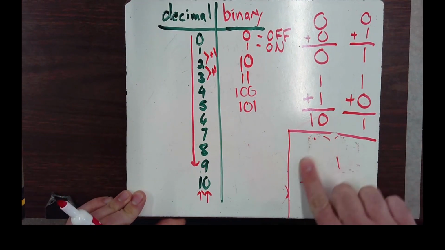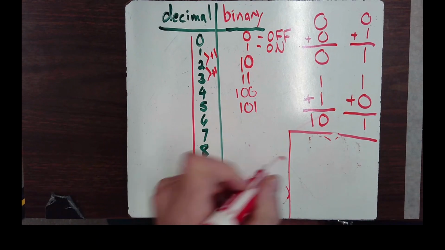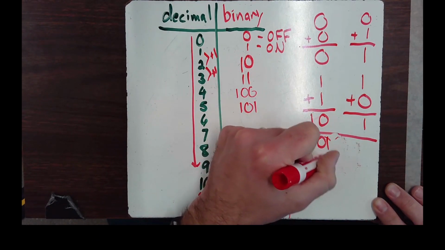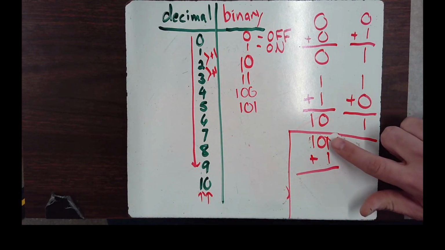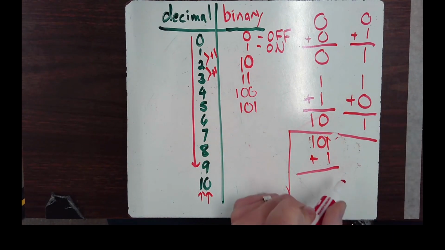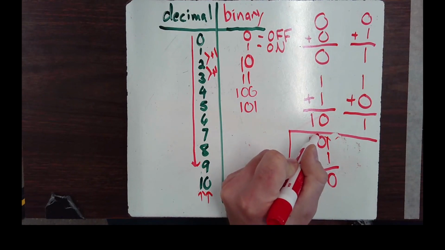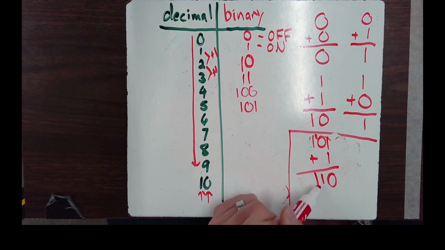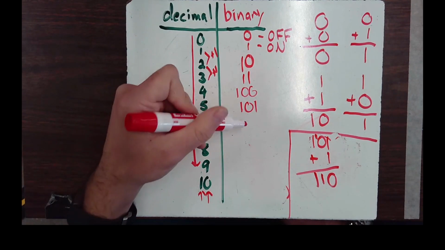And let's get the number 6 in binary. So I'll write 5, which is 1, 0, 1, plus 1 to make 6. Well, here again, I have 1 plus 1. And if you remember, I'm going to write the 0, carry the 1, and I get 1 plus 0, which is 1. And this 1 drops down. So the number 6 in binary is 1, 1, 0.